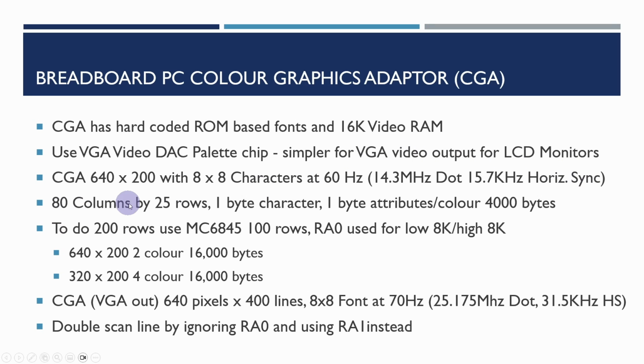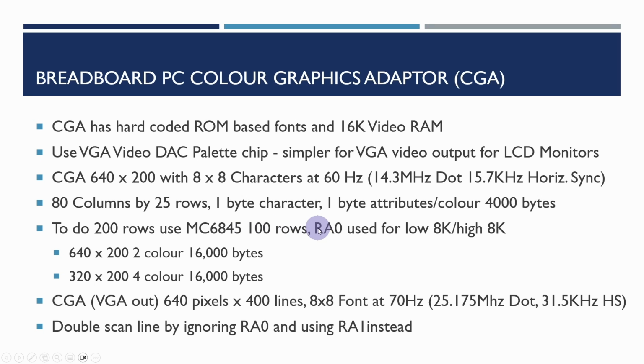So if we're using 80 columns by 25 rows, that's still going to need 4K of RAM. In fact, our video RAM here is capable of doing up to 4 pages of text. Now, in order to do 200 rows of graphics, the Motorola 6845 compatible video controller chip is only capable of doing a maximum of about 127 rows. So to do 200 rows, we can't actually generate addresses for that range.